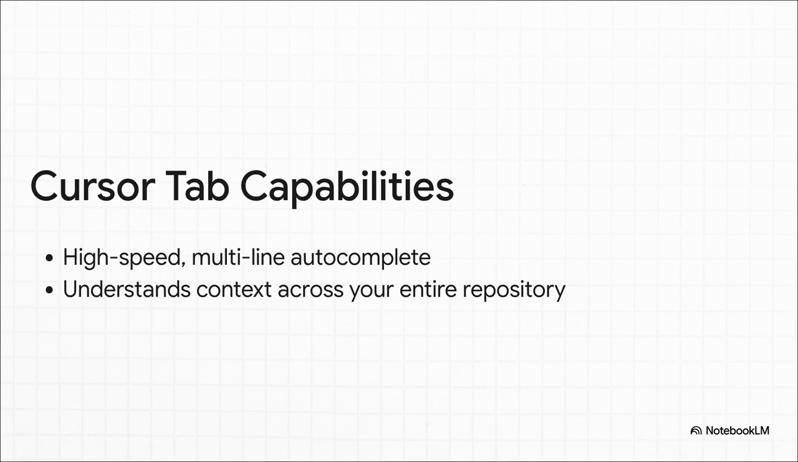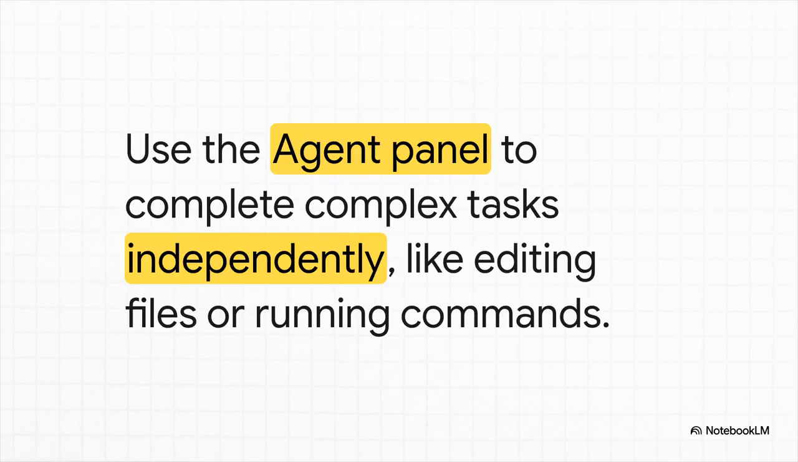And that second point right there, that is the absolute game changer. Understands context across your entire repository. It's not just looking at the file you have open. No, it sees the helper functions you wrote last week. It knows your database schemas, your API routes, and it generates code that actually fits the established patterns of your project. It's incredible.